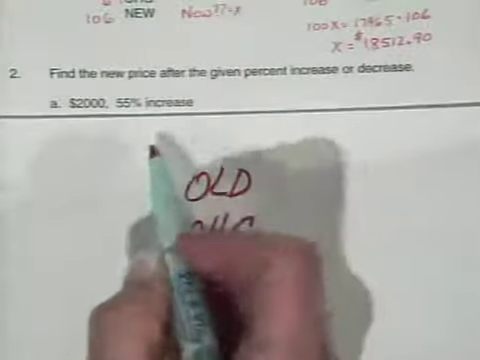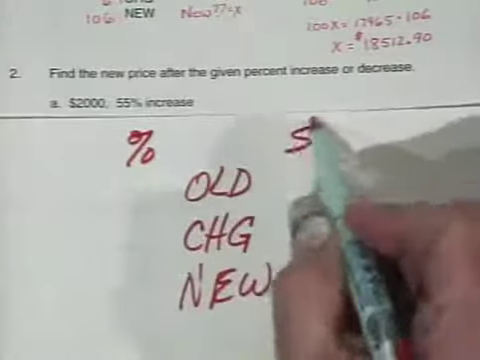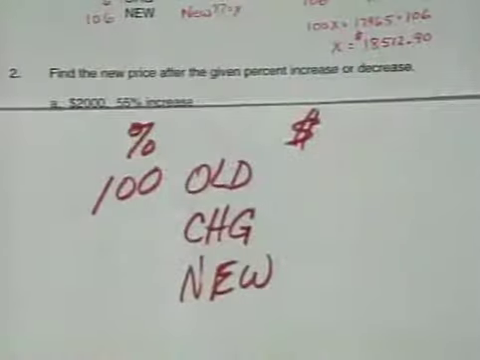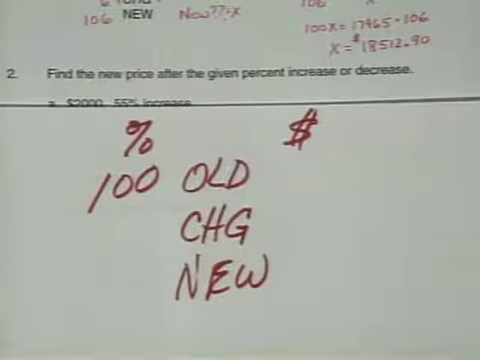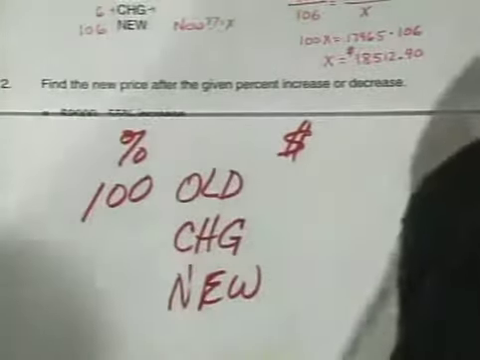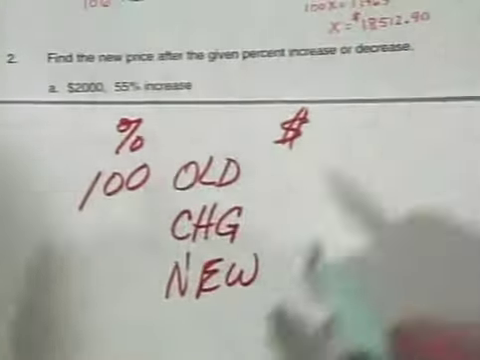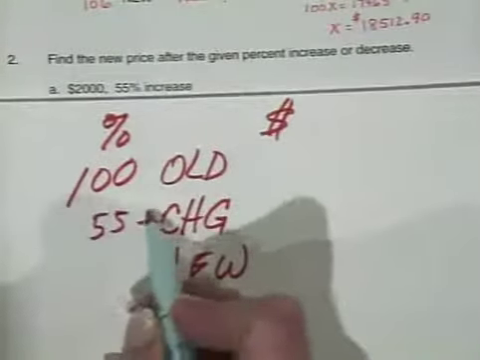We're going to do old, change, new, percent, value. 100 always begins there by the old. Start every problem that way. I like to do the percents first. What's the percent of increase? 55%. Great. Am I adding or subtracting? It went up, so that's an add.